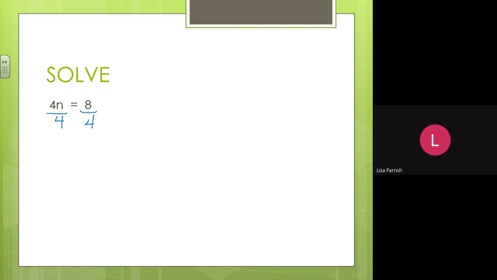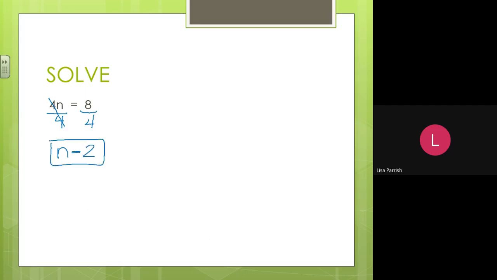Please make sure you're showing it on both sides. So the 4's, just like before, will cancel out. 4 divided by 4 is 1, so you can just leave that with the n. N equals, what is 8 divided by 4? 8 divided by 4 is 2. So my answer is 2.